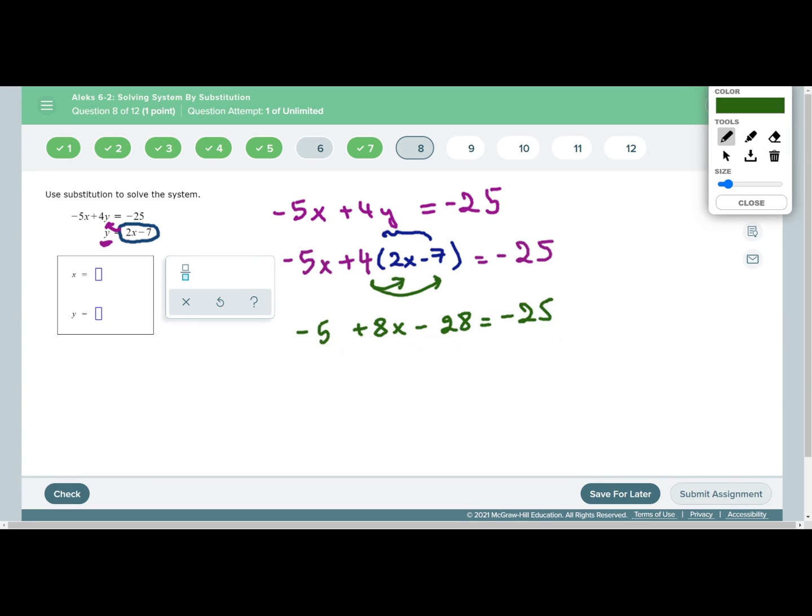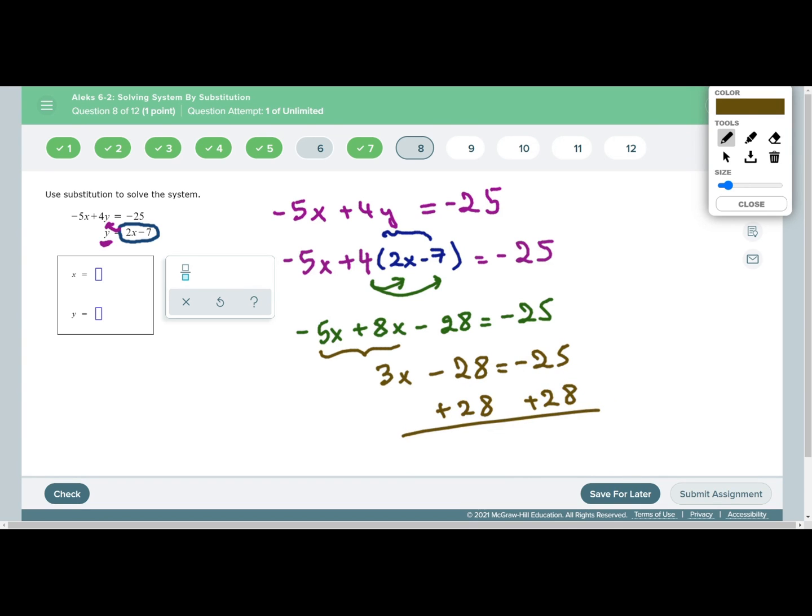And we bring down negative 5x. All right, so what we're going to do is combine like terms. That will give you 3x minus 28 equal to negative 25. Okay, then we try to get x by itself. We're going to add 28 on both sides. That will give you 3x equals 3. And we divide by 3 on both sides, so x equals 1.